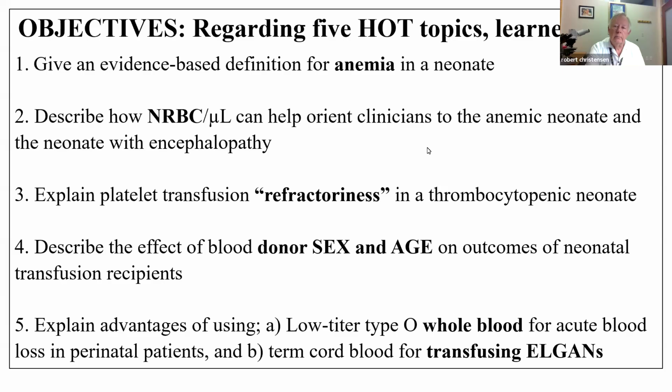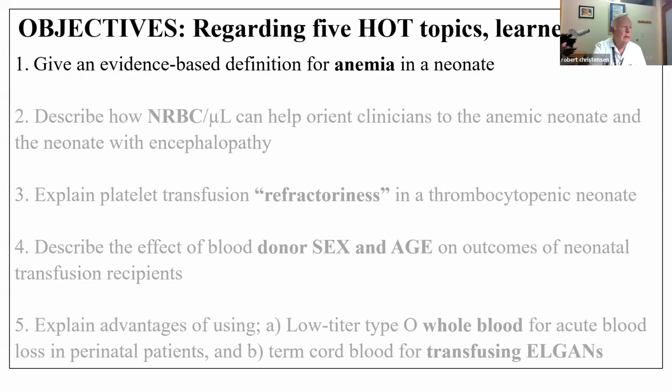Fourth, we're going to talk about blood donors for NICU transfusions and the effect of blood donor sex and age on outcomes of neonatal transfusion recipients. And then we'll end with talking about low titer type O whole blood for acute massive blood loss in neonates and perinatal patients, women as well. And end with something about using otherwise discarded term healthy umbilical cord blood and making from it transfusion products for our extremely low gestational age neonates.